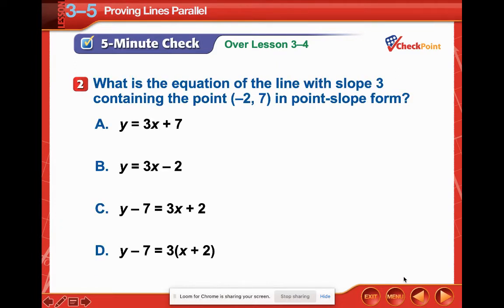What is the equation of the line with slope 3 containing the point -2, 7 in point slope form? Pause the video for about 5 to 10 seconds and try to solve this one on your own. Hopefully you were able to solve this problem on your own. The answer comes out to y minus 7 equals 3 times x plus 2.